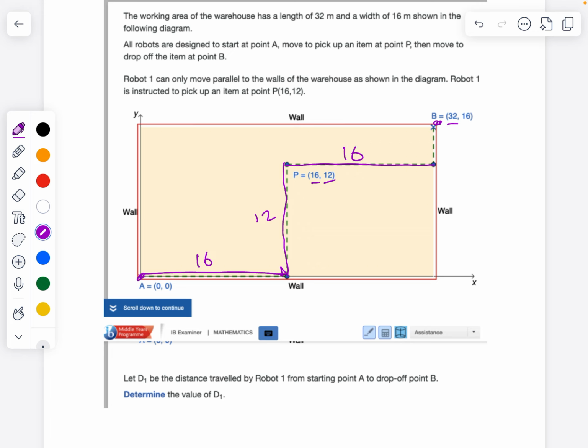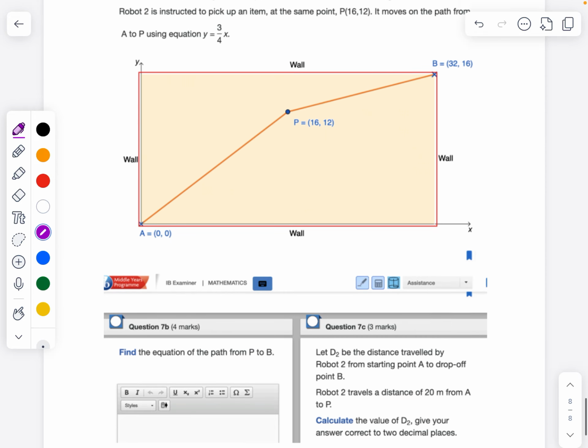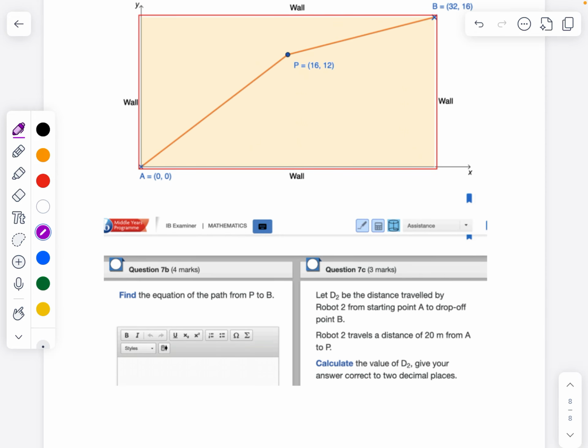From this point to the wall over here, because it goes all the way to 36, it's another 16. And then to go up from 12 to 32, sorry. From 12 to 16 is going to give you 4. So all you've got to do then is just add these together, and your answer is 48.